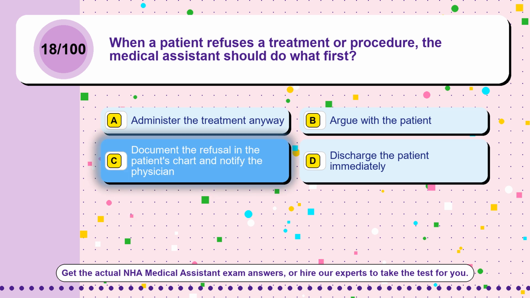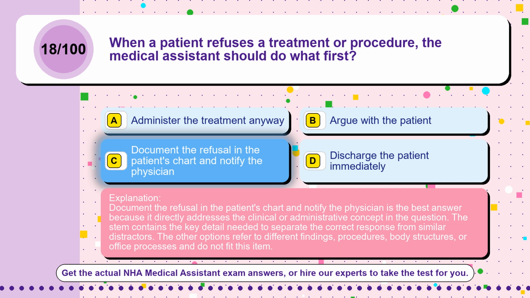The correct answer is option C. Document the refusal in the patient's chart and notify the physician. Document the refusal in the patient's chart and notify the physician is the best answer because it directly addresses the clinical or administrative concept in the question. The stem contains the key detail needed to separate the correct response from similar distractors. The other options refer to different findings, procedures, body structures, or office processes and do not fit this item.